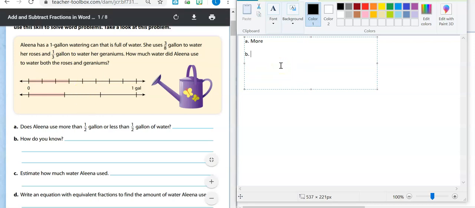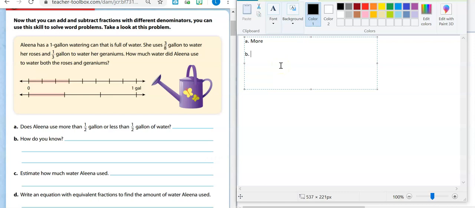So let's go ahead and write our extended response. And again, in math, we need to make sure that we're using complete sentences and we're always restating the question. So how do I know? So we're going to start it off with, I know that Alena will use more than 1/2 gallon of water because 3/8 is close to 1/2.